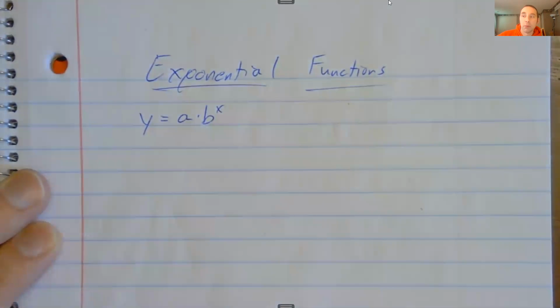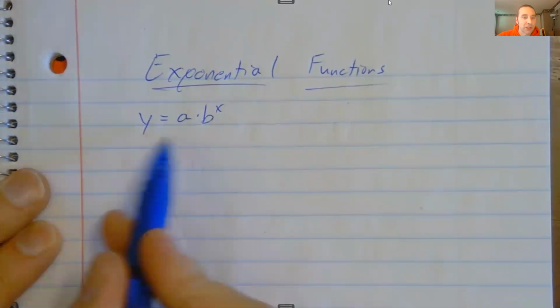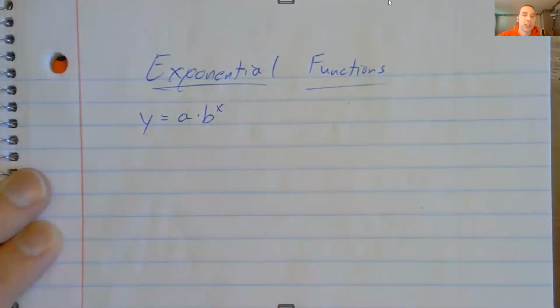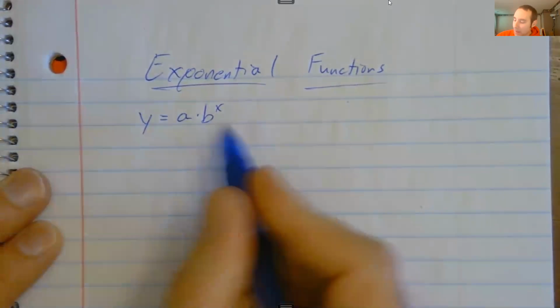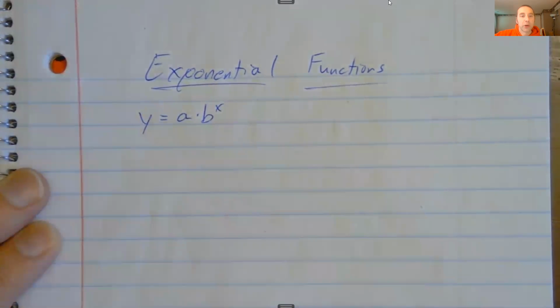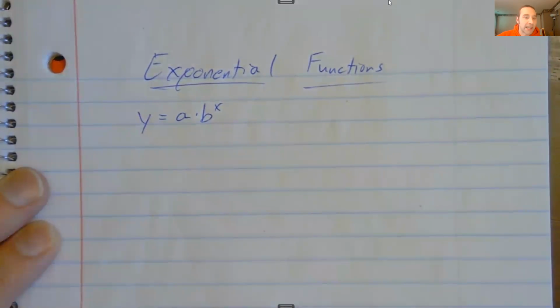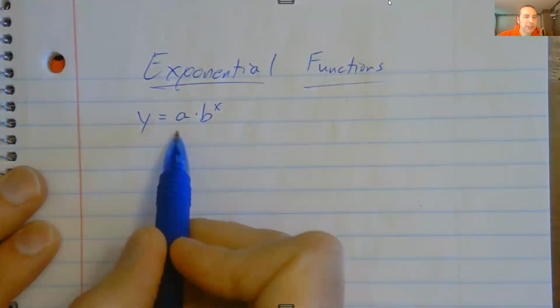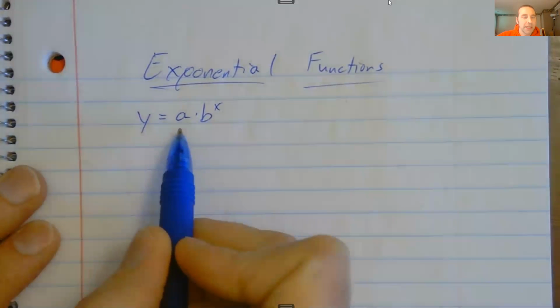B ends up being our multiplier. If you remember, we can make some connections between what we did with sequences. We talked about arithmetic and geometric sequences, and we'll find that exponential functions that look like this are connected to those geometric sequences. B is like our multiplier. How much are we growing by, or possibly how much are we reducing or decaying by? A right here, that's our starting value. That ends up being our y-intercept.